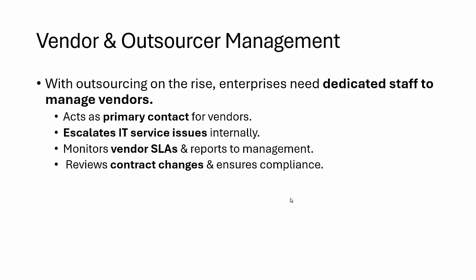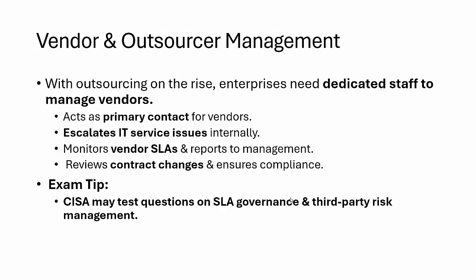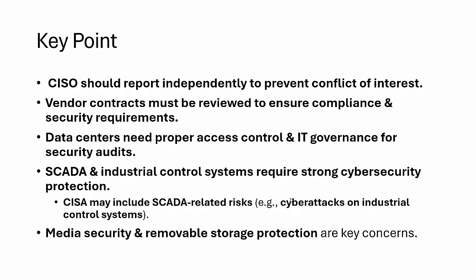So there will be some questions testing on SLA governance and third-party risk management. The key point is the CISO should report independently. The auditor should report independently in the organization. Vendor contracts must be reviewed to ensure they comply with the security requirements. Data centers need proper access control, and IT governance for security. And there is a new topic added in the new version of CISA, which is SCADA. SCADA is OT, operational technology. One layman example is you have machineries and all that, which are controlled by the IT functions.